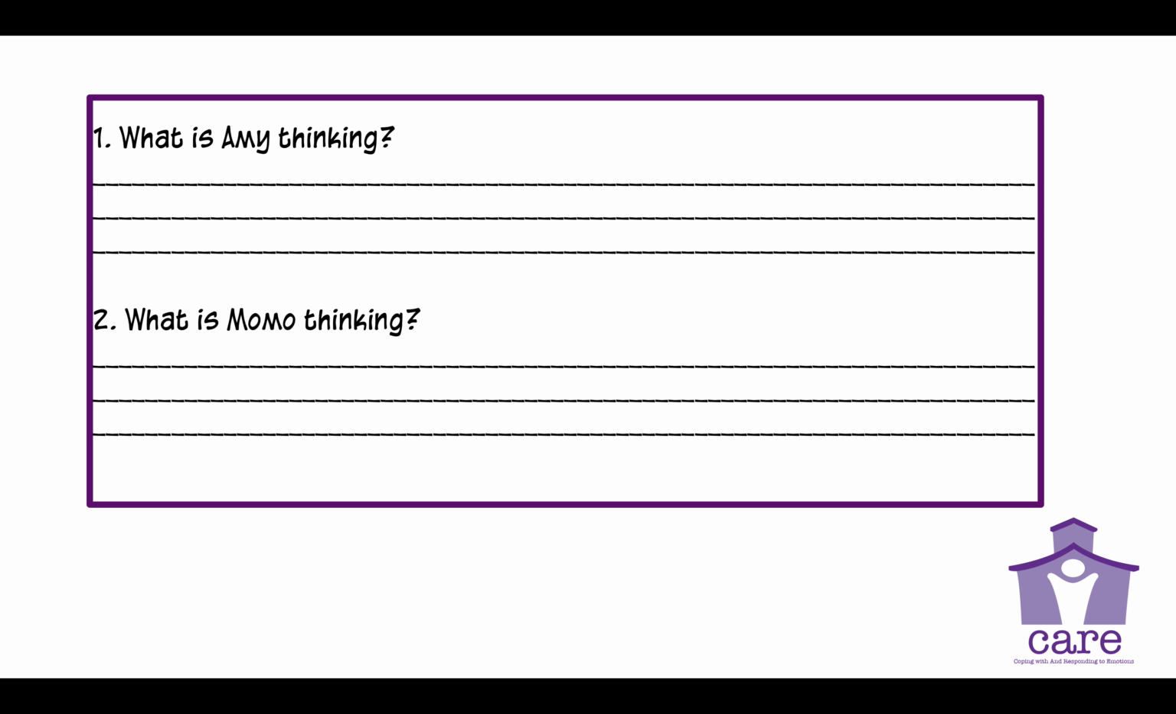You can have students try to identify what each character is thinking, so what is their perspective, and then guide students through a conversation on why it is important for those two characters to understand each other's perspective. If one character, either Momo or Amy, wasn't thinking about the other person's perspective, how might that situation turn out, versus if they were both trying to think about the other person's perspective and understand it?